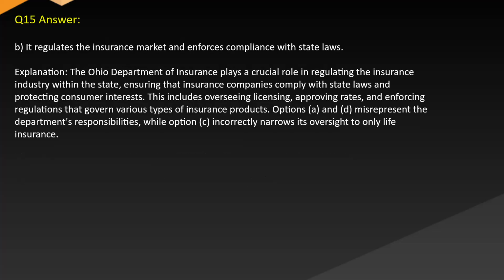Answer. B. It regulates the insurance market and enforces compliance with state laws. Explanation. The Ohio Department of Insurance plays a crucial role in regulating the insurance industry within the state, ensuring that insurance companies comply with state laws and protecting consumer interests. This includes overseeing licensing, approving rates, and enforcing regulations that govern various types of insurance products. Options A and D misrepresent the department's responsibilities, while option C incorrectly narrows its oversight to only life insurance.